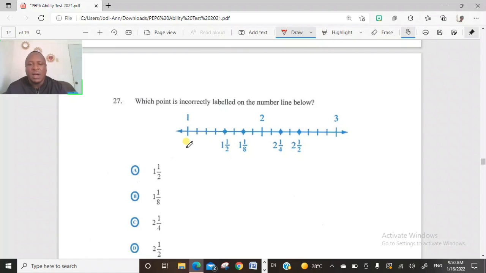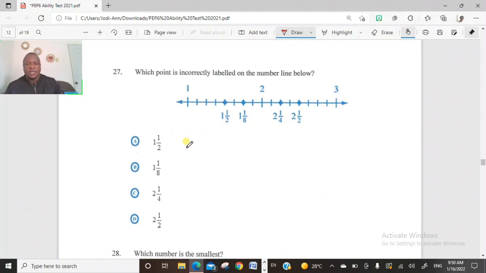Question 27, which point is incorrectly labeled on the number line below? So let us look at the whole numbers on the number line before we look at anything else. We have 1 here, 2 here, and 3 there. Let us count the spaces in between. 1, 2, 3, 4, 5, 6, 7, 8. So we have 8 spaces in between each of the whole numbers. Let us check this side. It should be 8. 1, 2, 3, 4, 5, 6, 7, 8. Right? So we have 8 spaces in between.